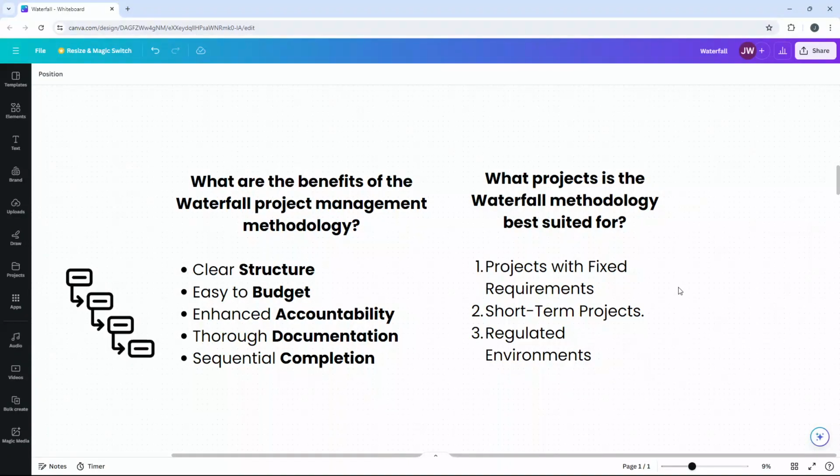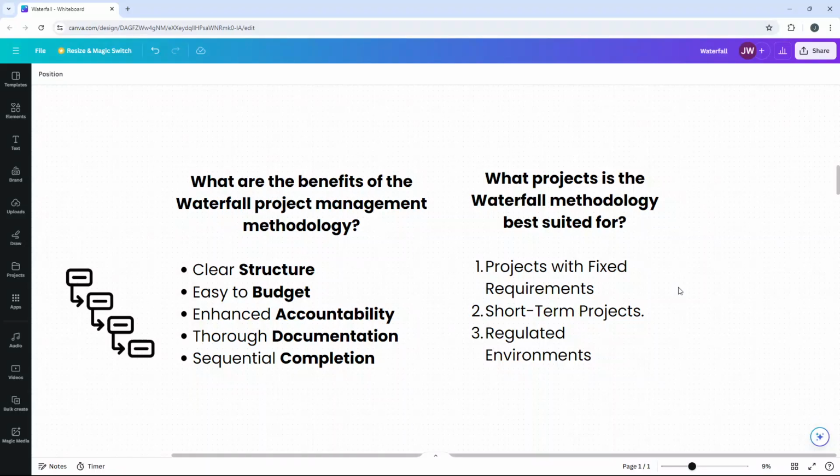Waterfall also requires the development of thorough documentation, which is helpful for training and also reference too. And lastly, due to the sequential completion, scope creep is minimised due to the rigid structure of the process.